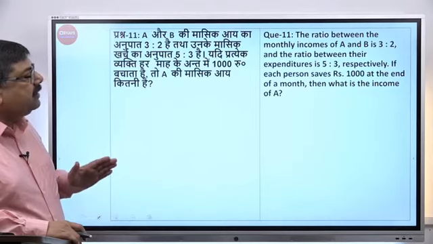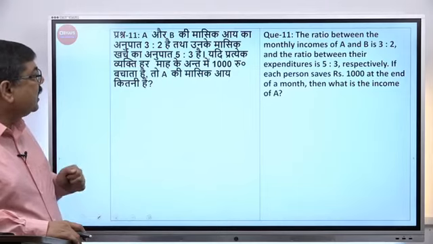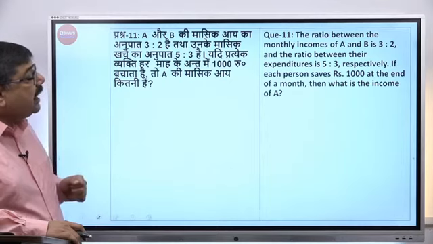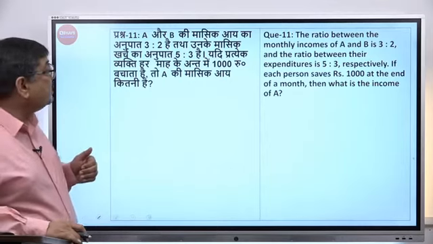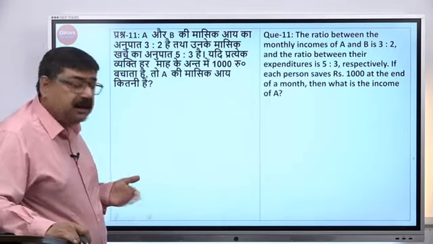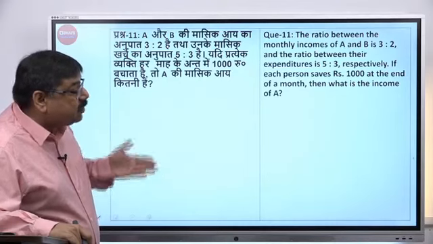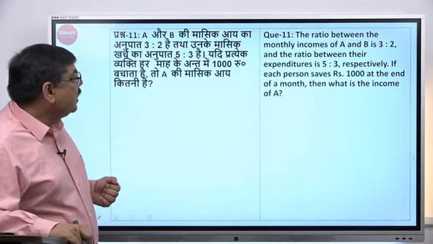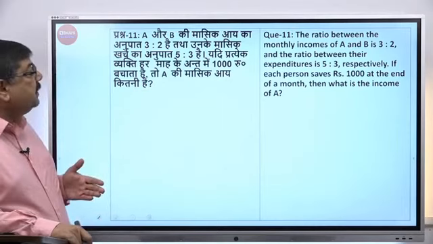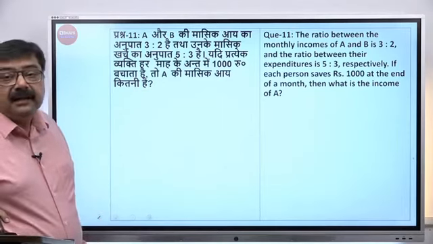Now the ratio between the monthly incomes of A and B is 3:2. A और B की मासिक आय का अनुपात 3:2 है. And the ratio between their expenditures is 5:3. तथा उनके मासिक खर्च का अनुपात 5:3 है. If each person saves ₹1,000 at the end of a month, then what is the income of A? यदि प्रत्येक व्यक्ति हर माह के अंत में 1,000 रुपए बचाता है तो A की मासिक आय कितनी है?